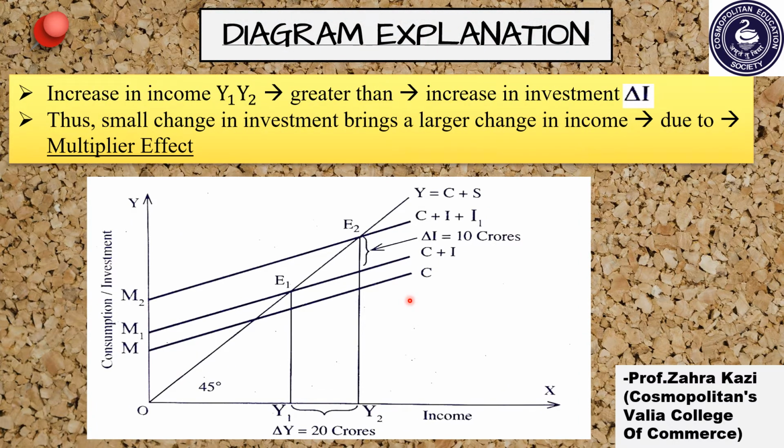So from the diagram, we can clearly see that the increase in income, that is Y1Y2, this gap is much greater than the gap of increase in investment, that is delta I. We can clearly see, students, that this gap of increase in income Y1Y2 is more than this gap of increase in investment denoted by delta I. So this shows that a small change in investment brought about a very large change in the income level. This shows the multiplier effect.